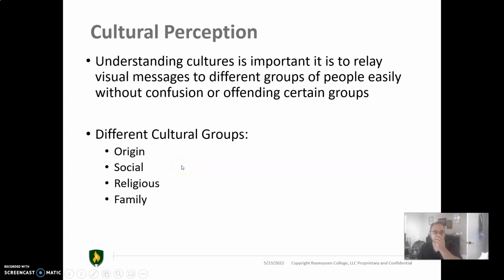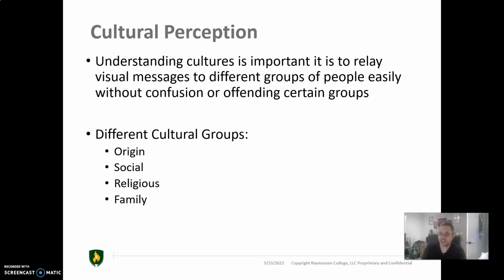So yeah, culture perception. Understanding cultures is important because it lets you relay visual messages to different groups of people easily, without confusion or offending certain groups. That's where culturally familiar elements come into play when you're trying to create visuals. And this is usually centered around four different aspects: origin, where you're from, locationally; social, who you like to hang out with based on activity; religion, who you worship, if that's another thing that you have in your society; and family. Even family culture is really crucial.